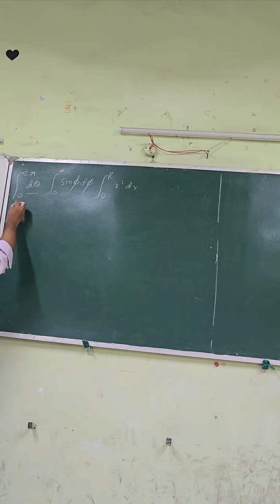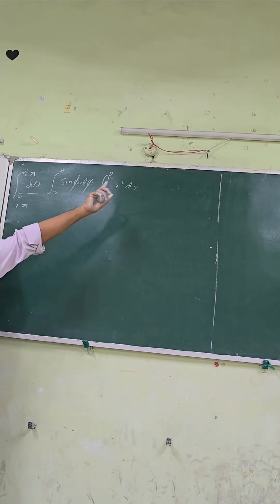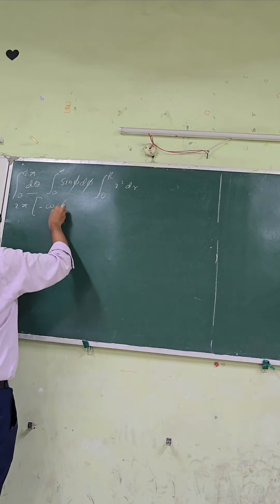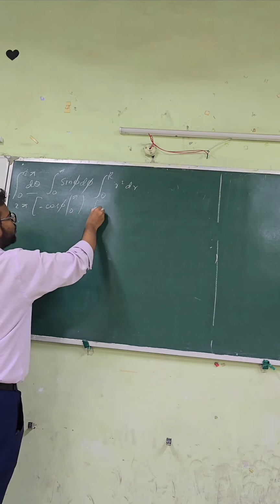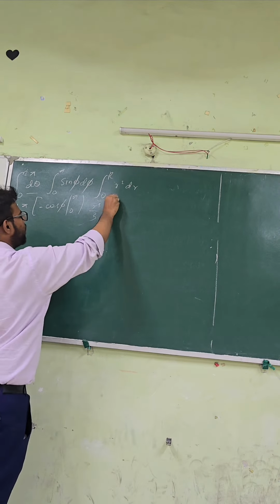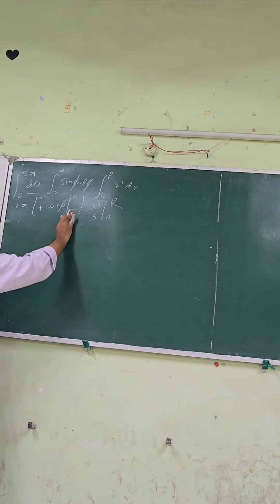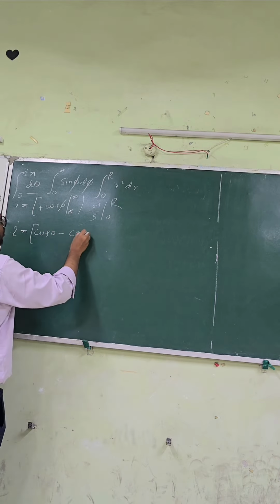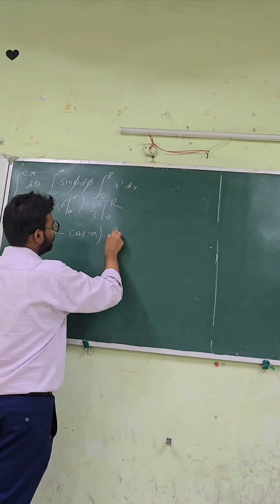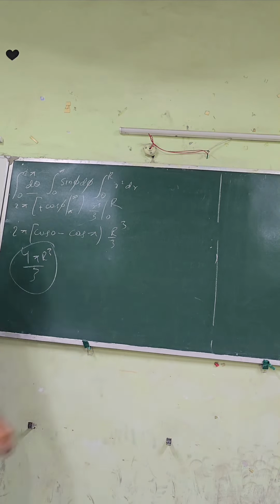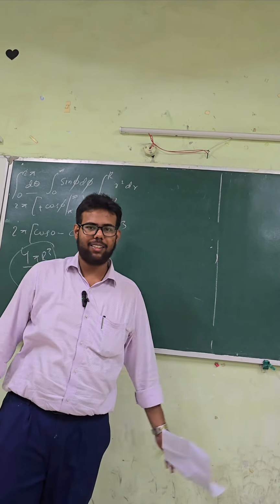So basically this is equal to 2 pi. This is equal to negative cos phi, with limits from 0 to pi, and 0 to r of r square is r cube by 3, from 0 to r, right? You get this thing, okay? You get 2 pi times cos of 0 minus cos of pi, into r cube by 3. You get 4 pi r cube by 3. That's it. This is the volume of a sphere, right? You all know it. Okay.